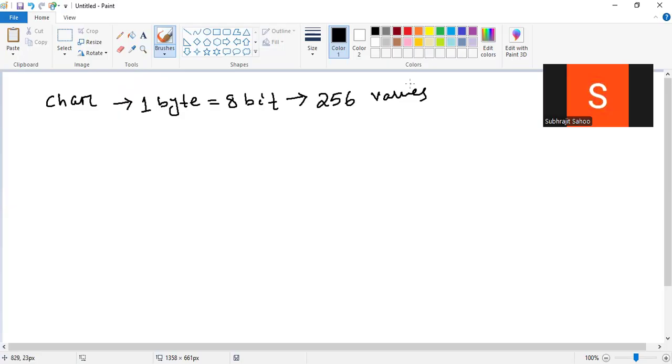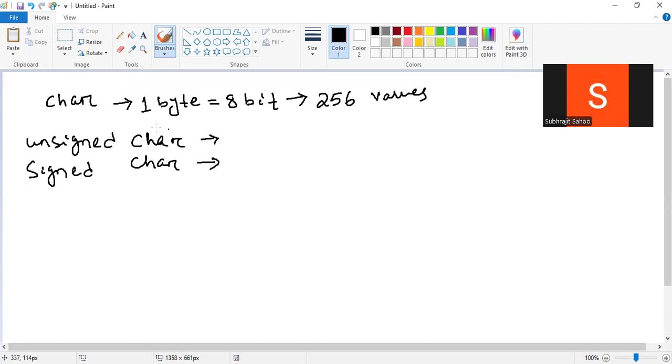256 values, right? So this character, again two types I told: unsigned character, okay, and another is signed character. Unsigned character and signed character. So unsigned means only positive. Unsigned means only positive values, right?